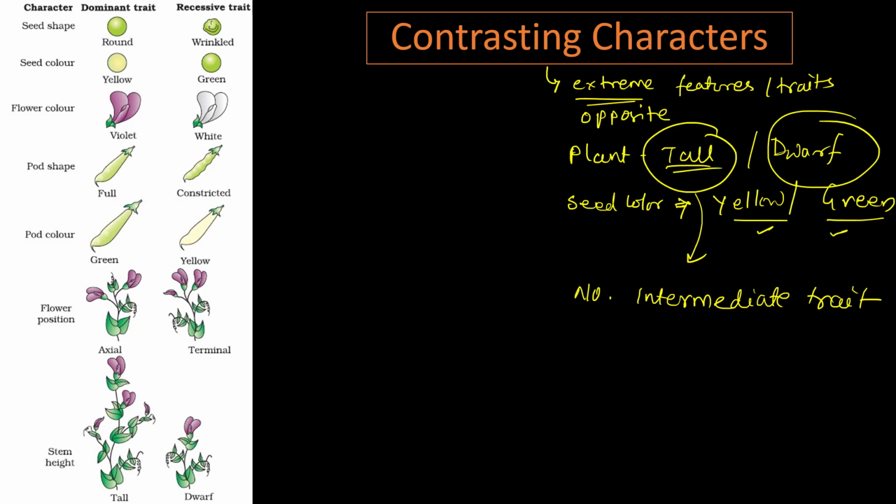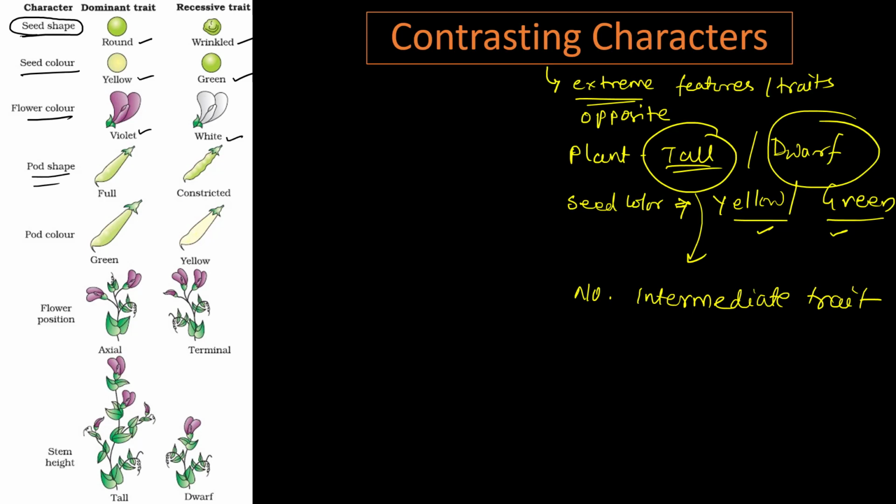So the first character, as you can see, is seed shape, right? When we talk about seed shape, the traits could be round or wrinkled. So what does it mean? The seed shape in the pea plant can be either round or wrinkled. These are the two different expressions of a single trait, and that's why these are called the two traits. Now the seed color can be yellow or green. The flower color can be violet or white.